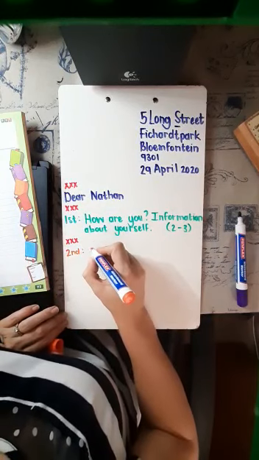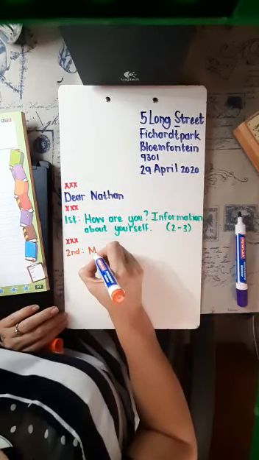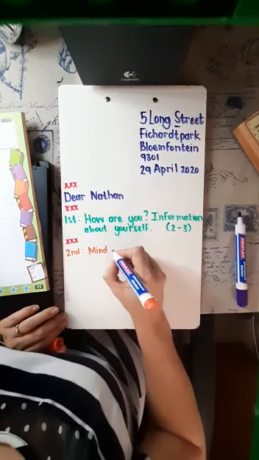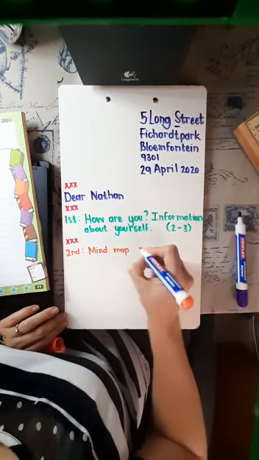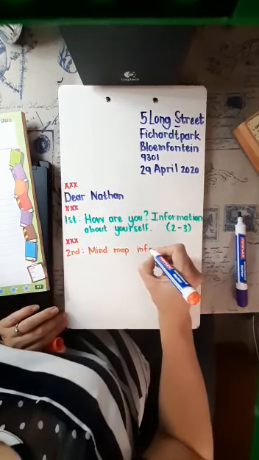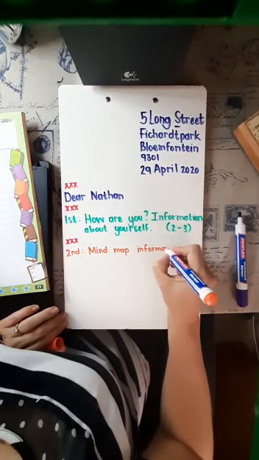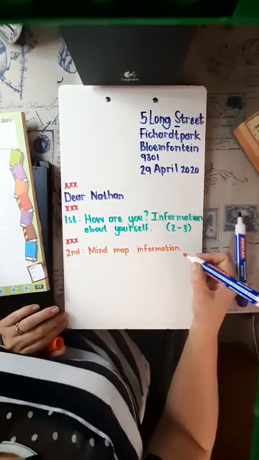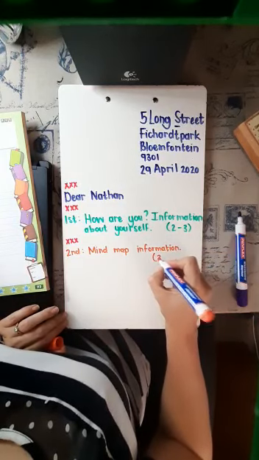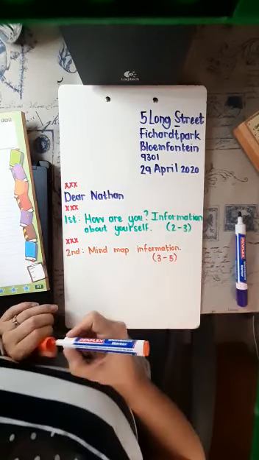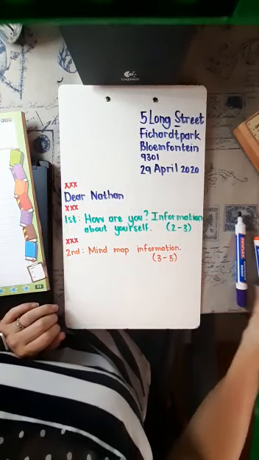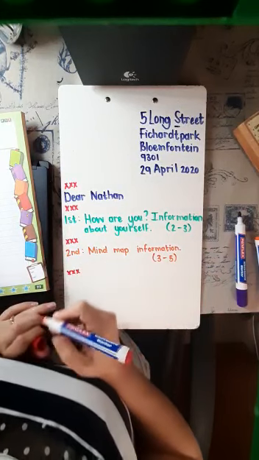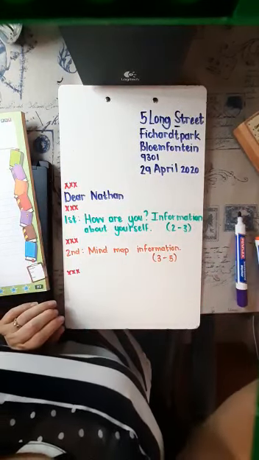The second paragraph can be your mind map information. This is your mind map that you wrote on page 76. This is your longer paragraph, so this paragraph can be between 3 and 5 sentences. Then you leave a line open again before your third and final paragraph.